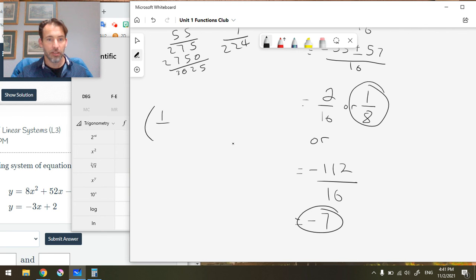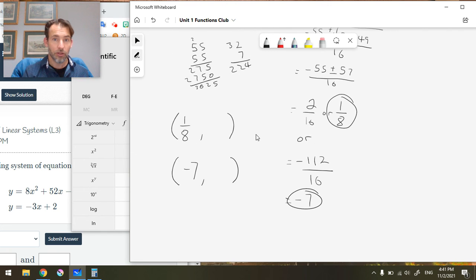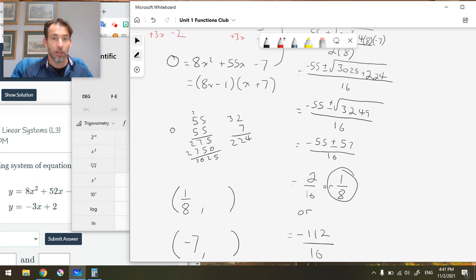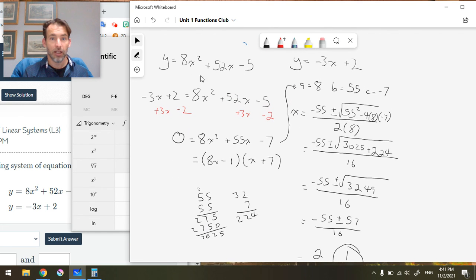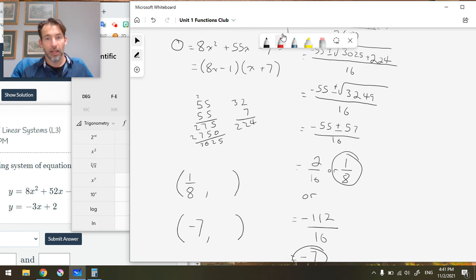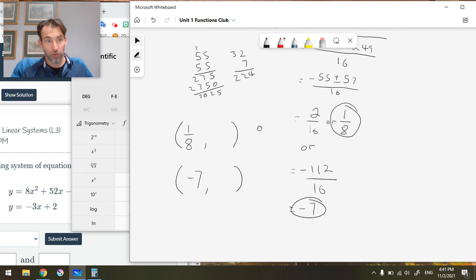So we have this as a solution with some value y, and this is a solution with some value y. Now we have to find those numbers. We're going to find them from the line for sure. You could substitute into the quadratic if you want more practice, but if you want less practice, substitute it in here. If x is 1/8, this would be negative 3/8 plus 2, the same as 2 minus 3/8.